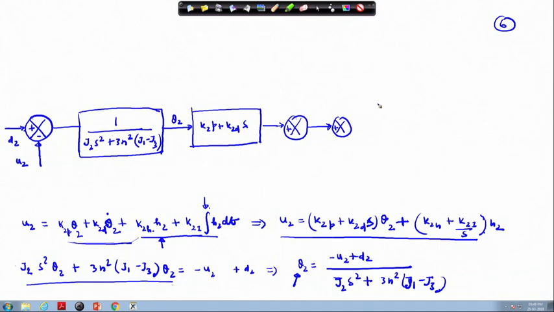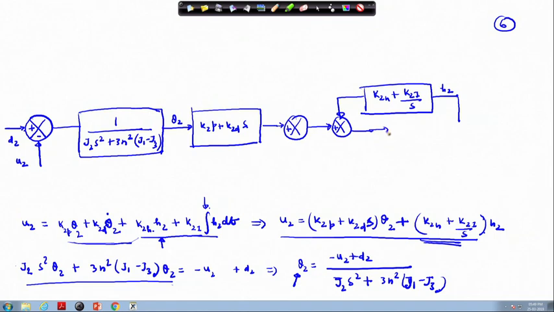This is added with this particular part. So, K 2 H plus K 2 I divided by S, and this is fed here in this place, and this operates on H 2. So, this H 2 goes here in this place, okay, and you get certain output out of this. So, this output is nothing but your U 2.